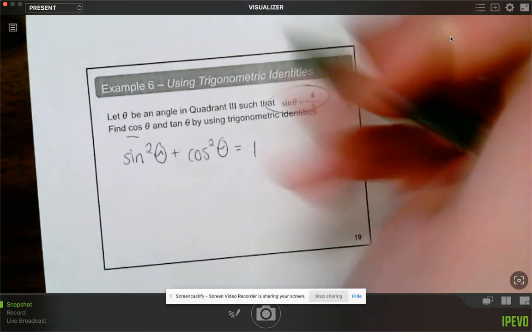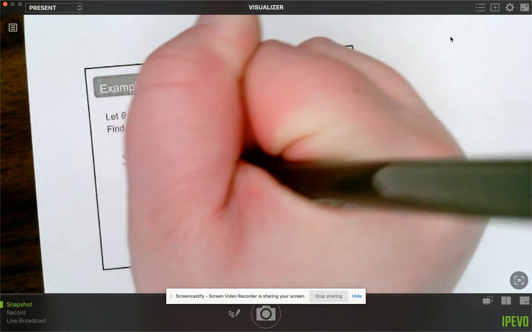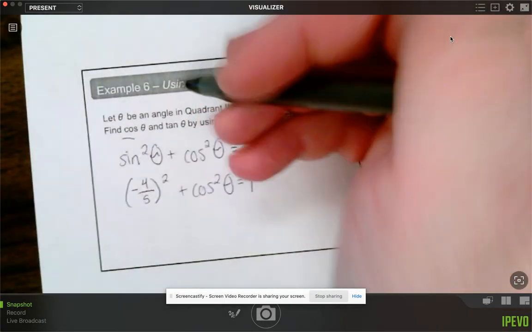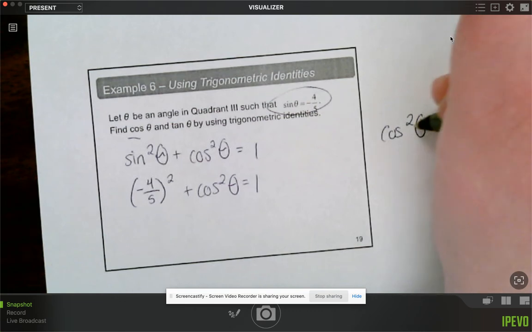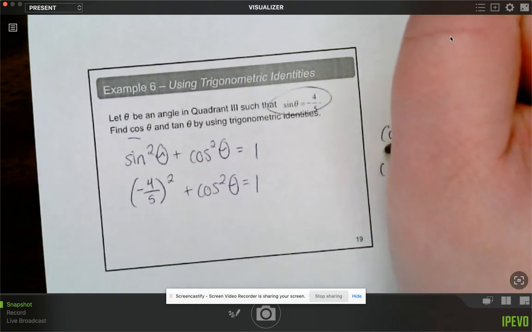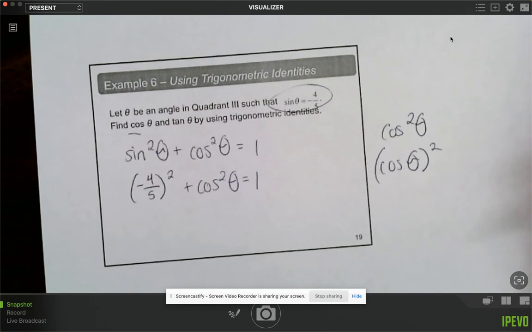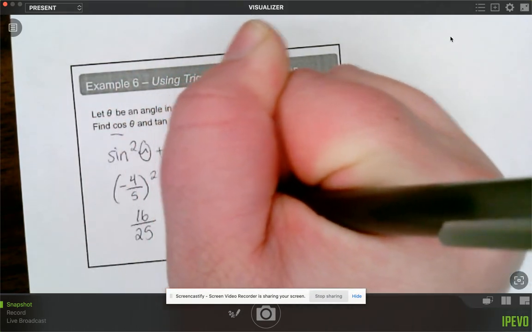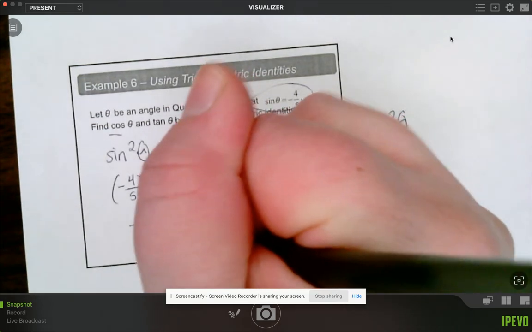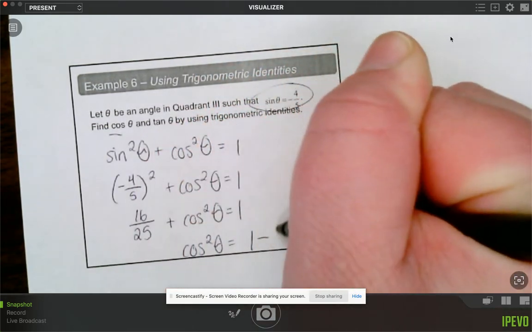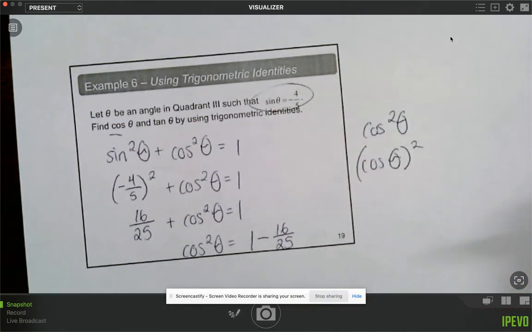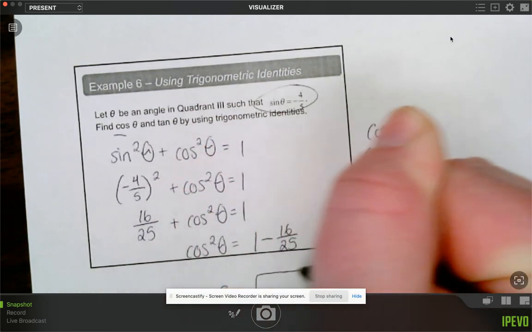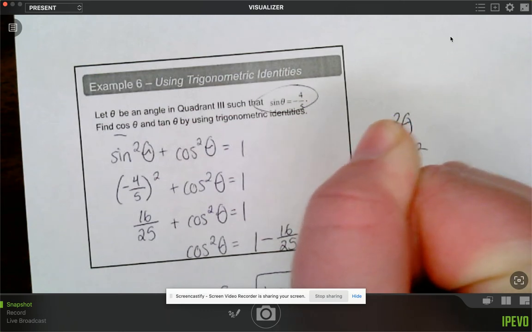So I would plug in sine -4/5 squared plus cosine squared equals 1. And now I just start solving for cosine. Remember, you can rewrite cosine squared theta as cosine of theta all squared. It means the same exact thing. Here, when I simplify this, I get 16 over 25 plus cosine squared theta equals 1. I start solving. Cosine squared theta equals 1 minus 16 over 25. Okay, and then to get rid of the squared, I have to take the square root of both sides. So you'll notice I haven't started to simplify under that root yet.